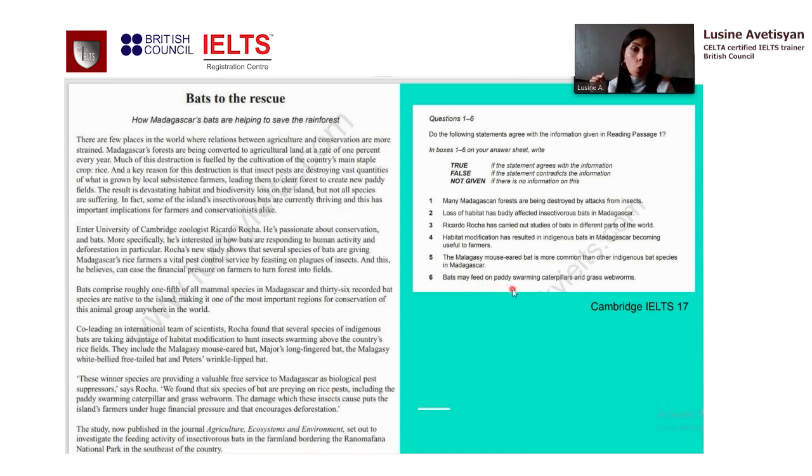Bats may feed on. Okay, and we have both this and this. If we had this one but not the other one, we would write still not given. But if we had that they feed only on this one, not this one, then it would be false. But for this case, question number 6, we have the answer as true. So remember, feed on is the same as to prey on.